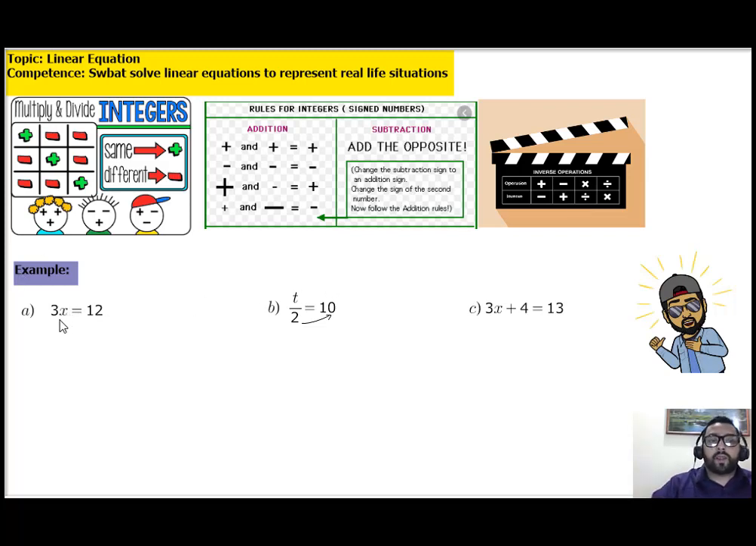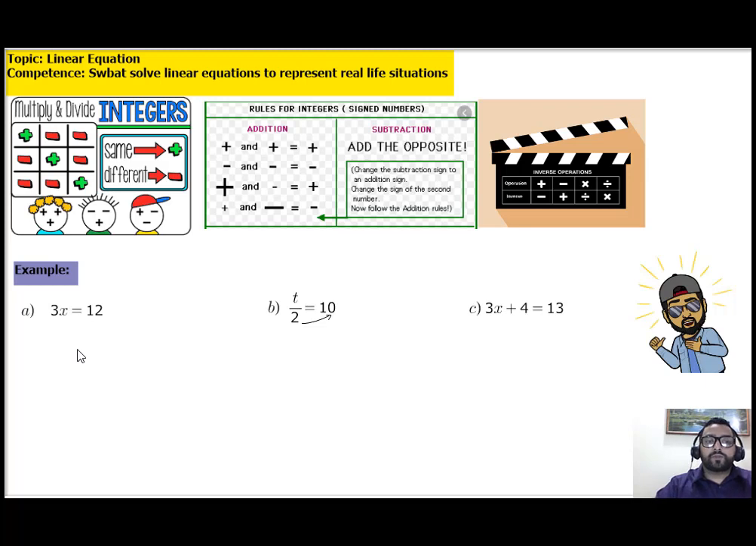The first one, 3x equals 12. And remember, when we have the 3 and the x without a sign between them, it means multiplication. If you have a plus sign, it's going to be addition. But when we have only 3x, or 3 times the parenthesis x, it means multiplication. And remember, our objective is to isolate the variable.